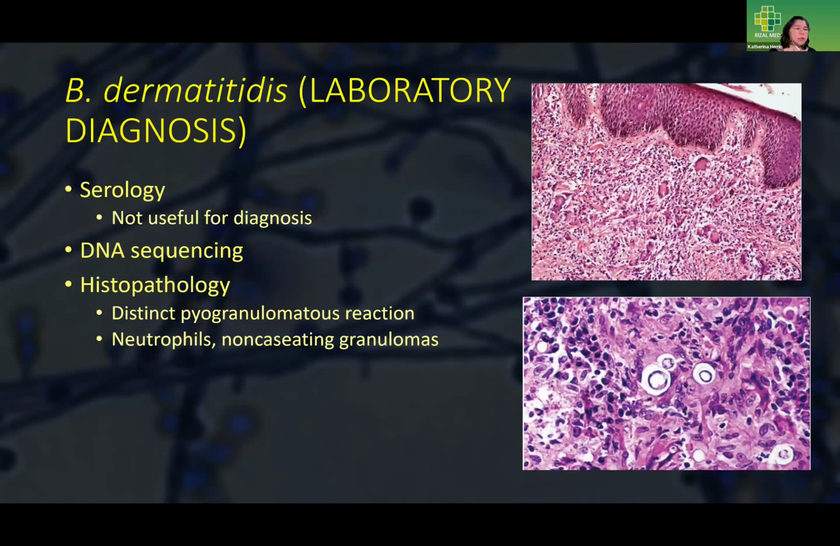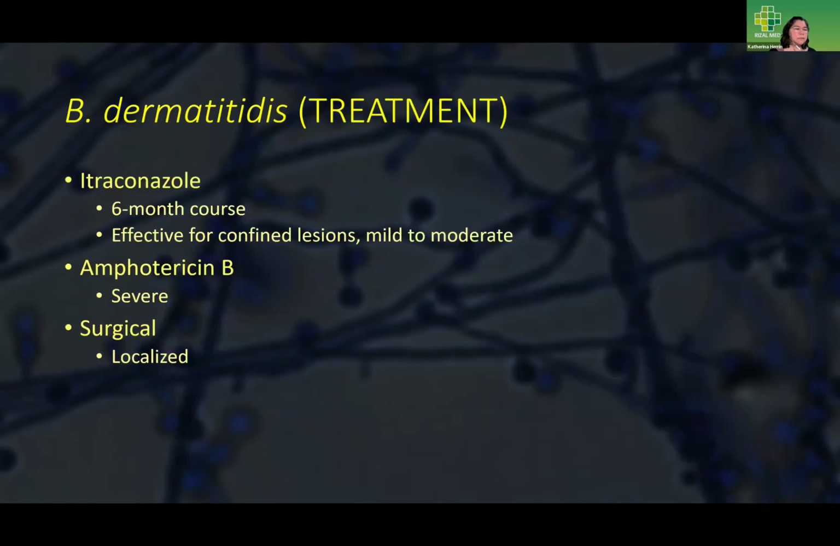Overall, serologic tests are not as useful for the diagnosis of blastomycosis compared to other endemic mycosis. In patients with localized lesions, a 6-month course of itraconazole is effective. Severe cases of blastomycosis are treated with amphotericin B.